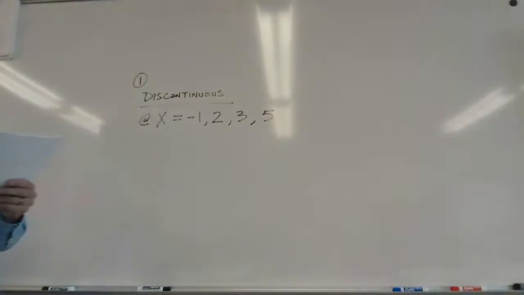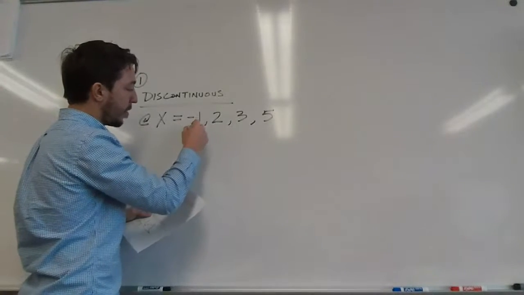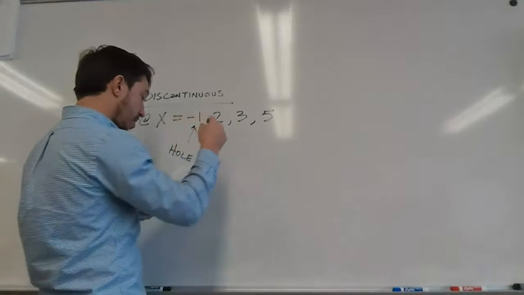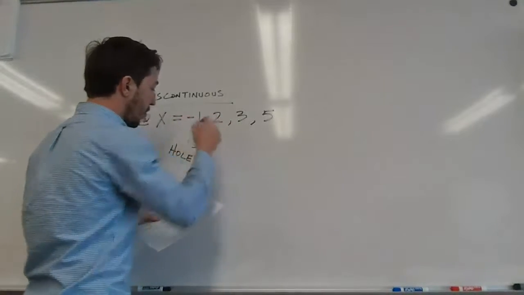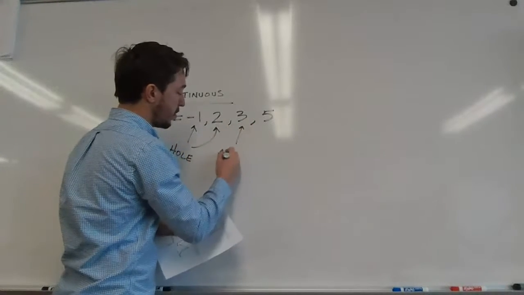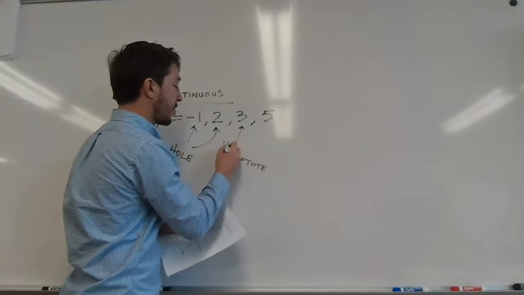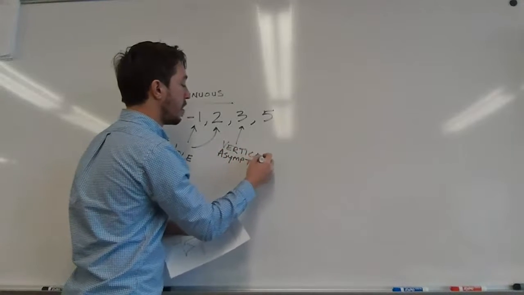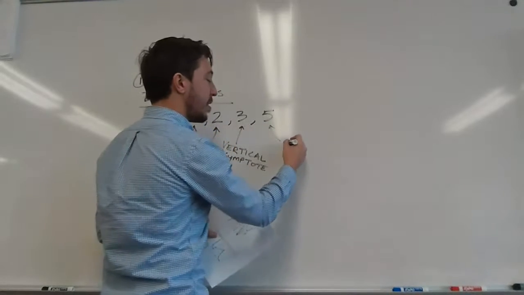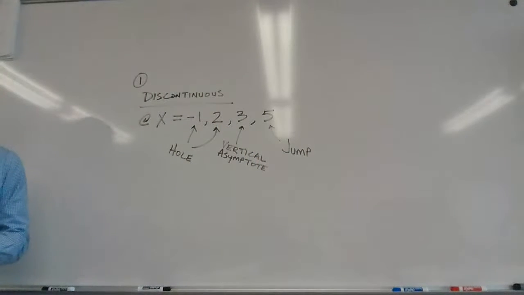And then it says include the type of discontinuity. What kind of discontinuity is there at -1? That's called a hole. Very good. At 2, that is also a hole. How about at 3? What's that called? Asymptote. Specifically, it's a vertical asymptote. And then at 5, what's that called? A jump.